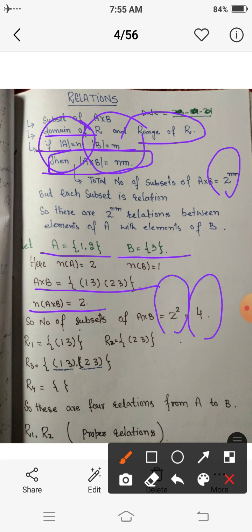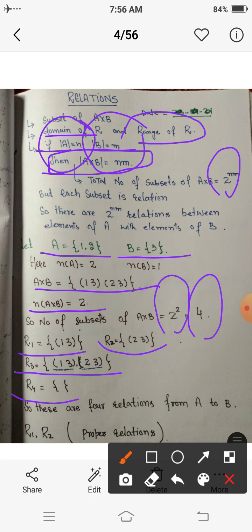Now if we consider the subsets of this A cross B: R1 is {(1, 3)}, this is a subset, R2 is {(2, 3)}, this is a subset, R3 the set itself, this is also a subset, and the empty set R4. So these are the 4 subsets of this A cross B. Hence all these 4 subsets are the relations from A to B.